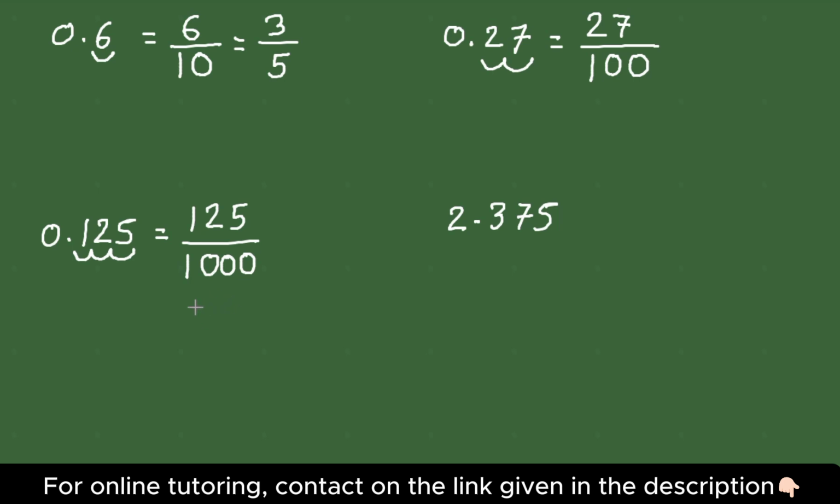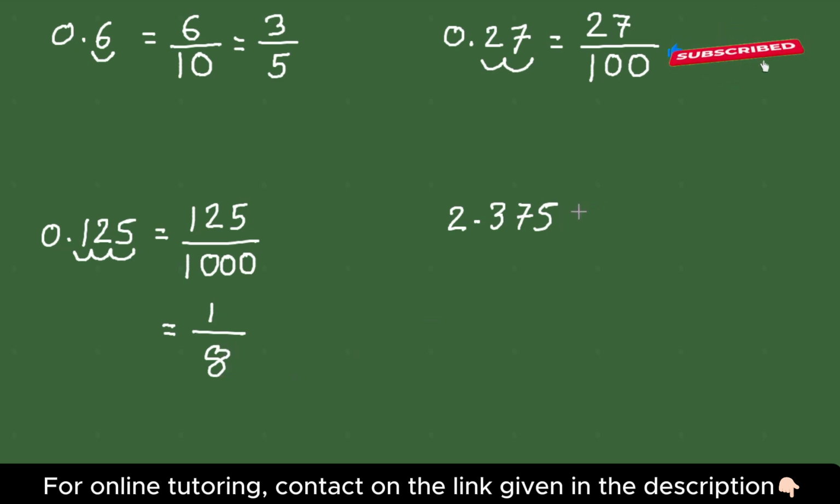So we can reduce this fraction further. So 125 and 1000 both are divisible by 125. So 125 divided by 125 will be 1 and 1000 divided by 125 will be 8. So our reduced fraction is 1 over 8.